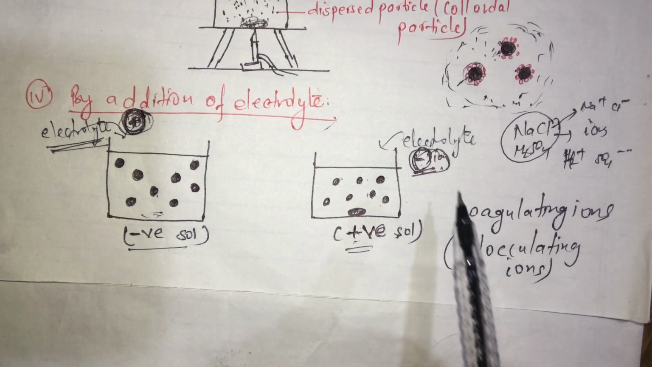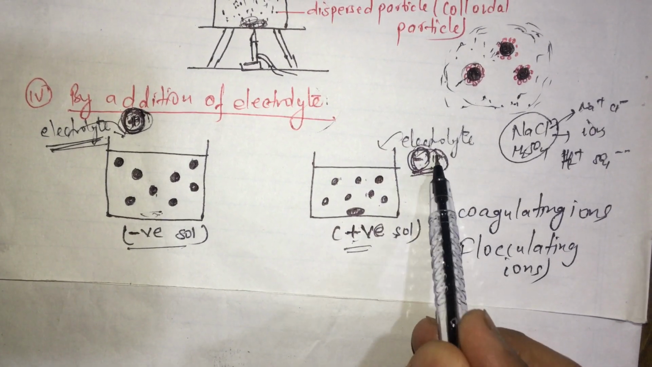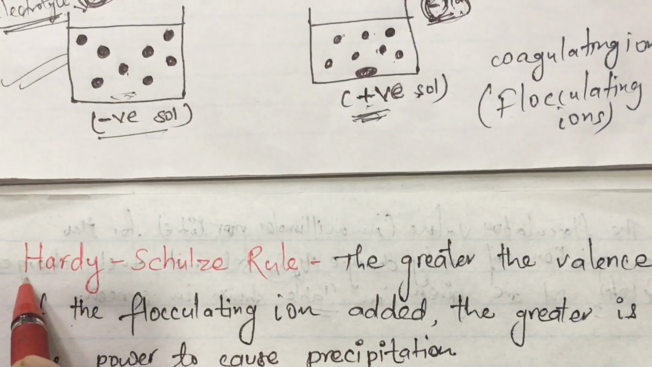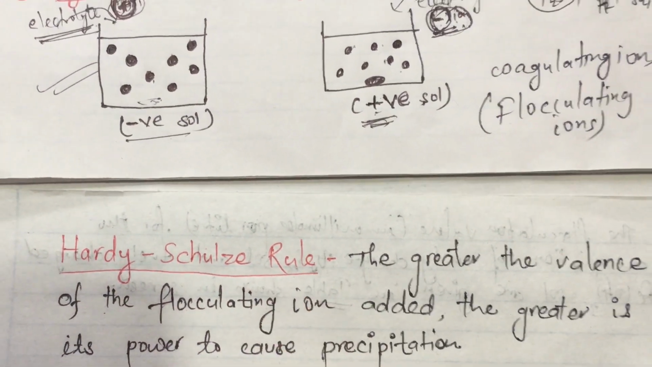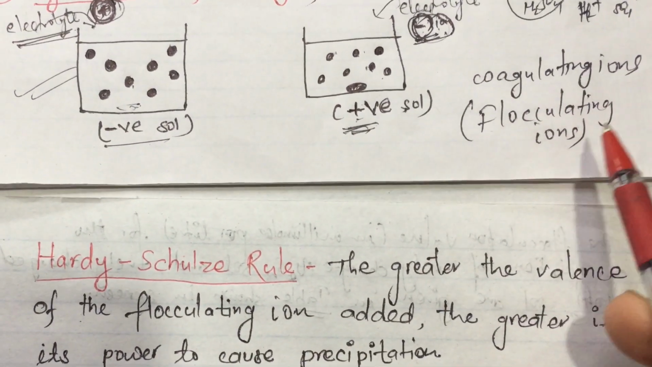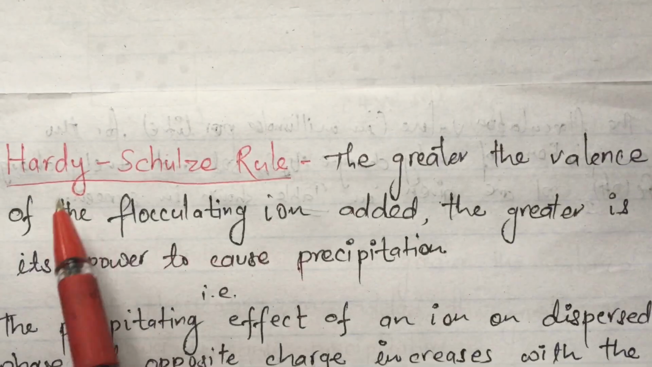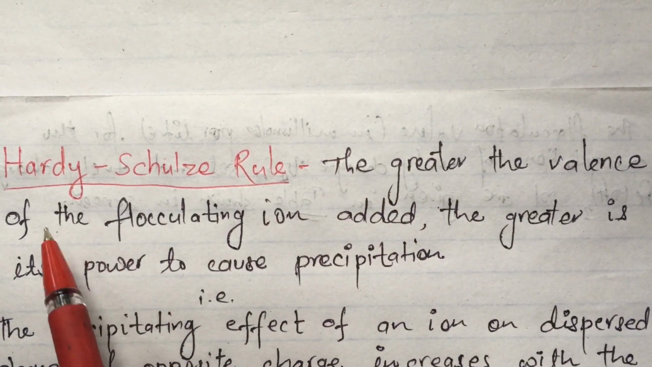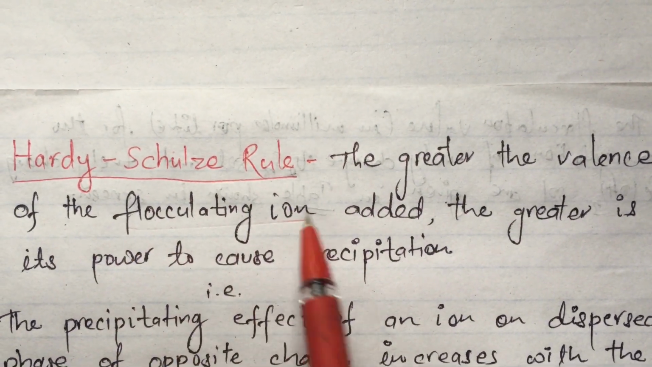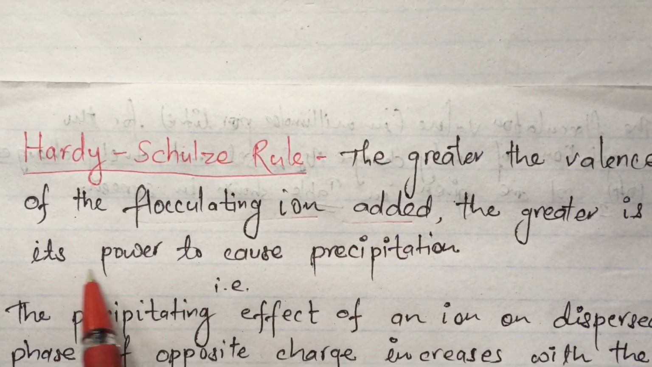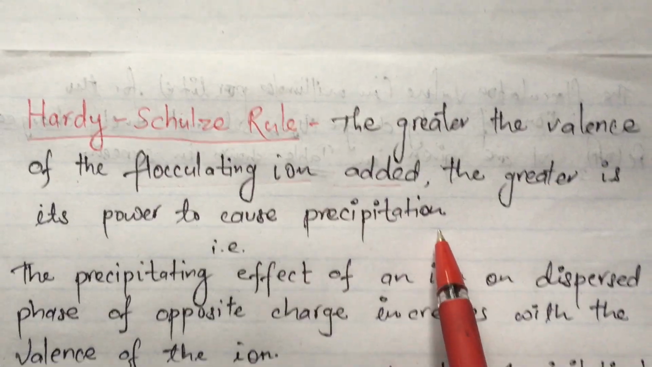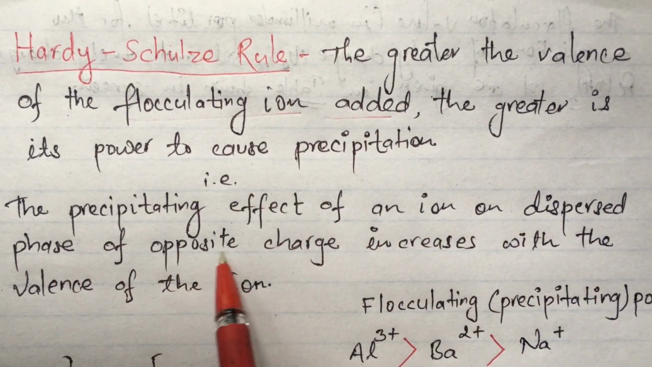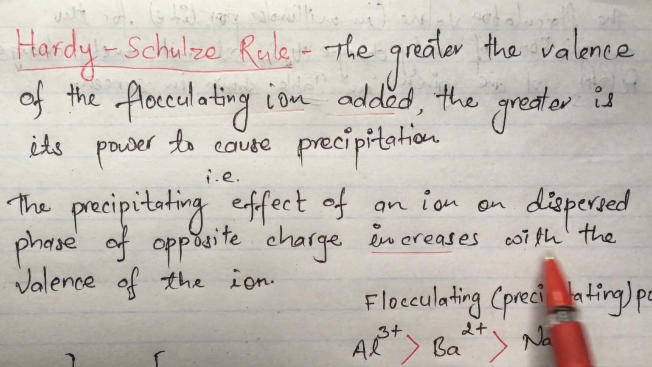So a negative ion causes the precipitation of positively charged sol and vice versa. Here we have the topic Hardy-Schulze rule, which is related to coagulating ions or flocculating ions. Hardy-Schulze rule states that the greater the valency of the flocculating ion added, the greater is its power to cause precipitation. That is, the precipitating effect of an ion on dispersed phase of opposite charge increases with the valence of the ion.